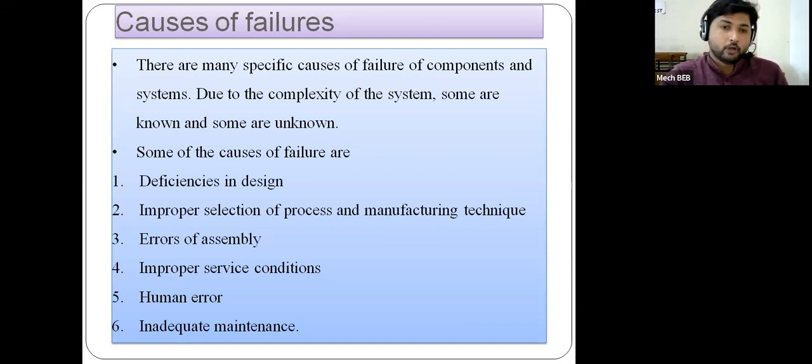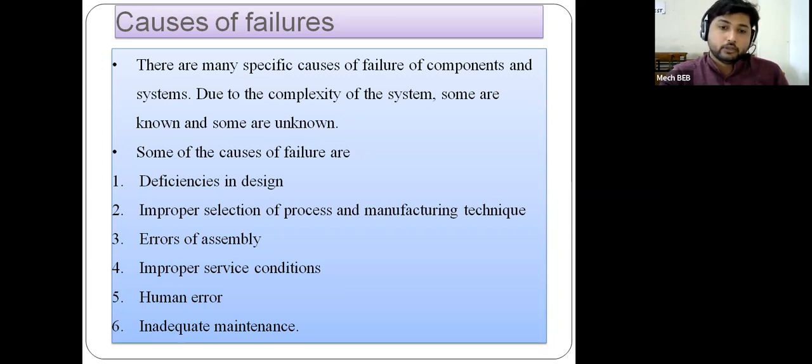Some fail because there is some fault in the design. Some fail because of inappropriate material selection or manufacturing technique selection for production purposes. Some fail because of errors during the assembly of the products.